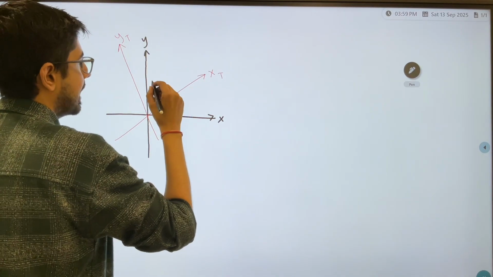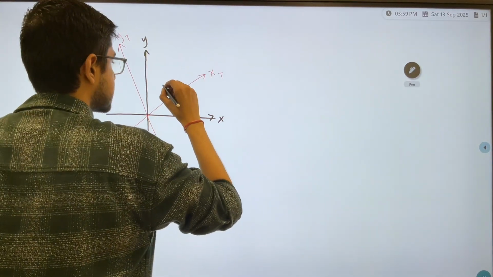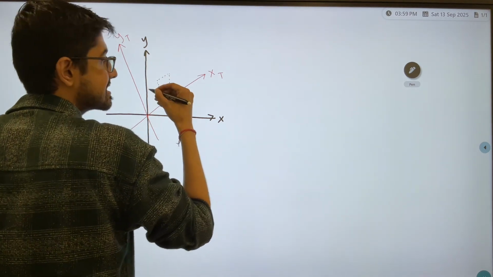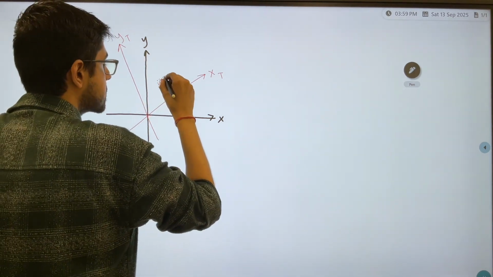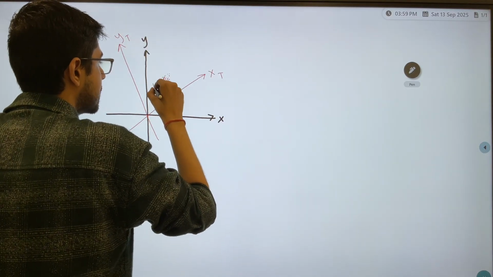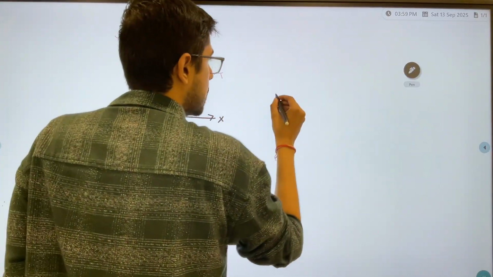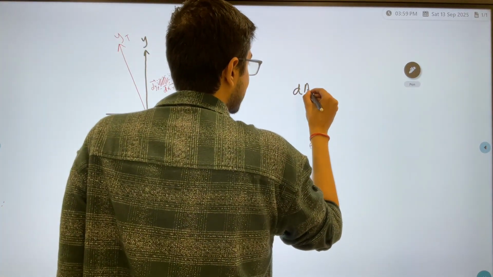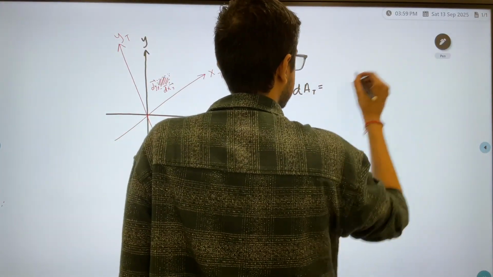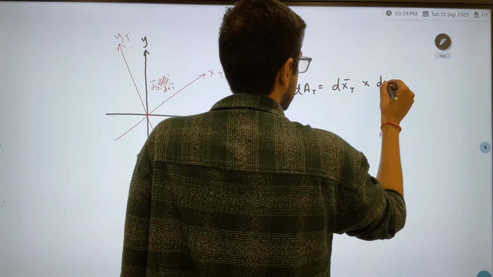If I consider an area vector in my transformed axis as this parallelogram given by dxt and dyt vectors, I know that the area vector in the transformed axis is dxt cross dyt, right?